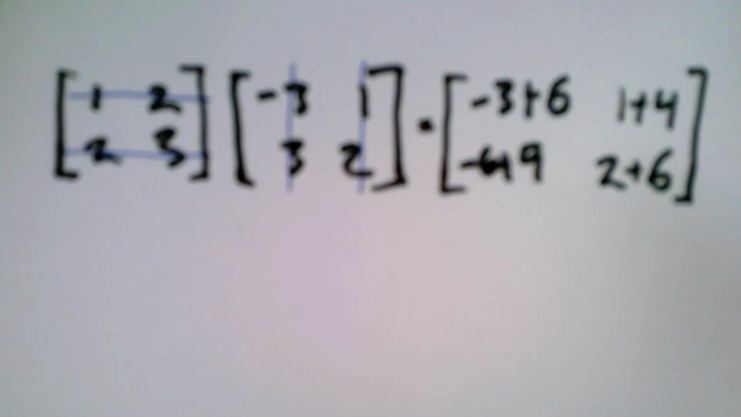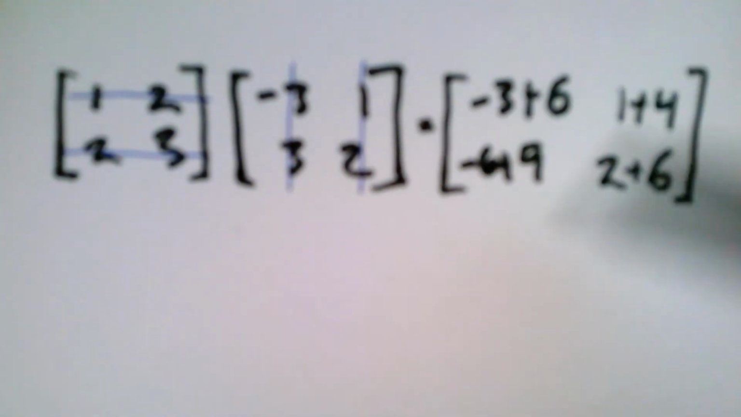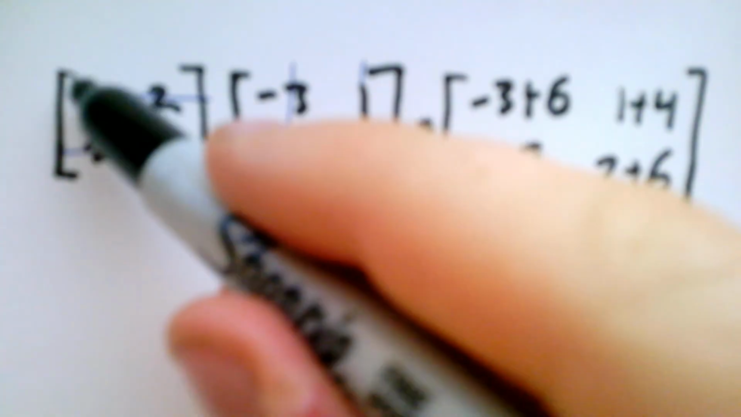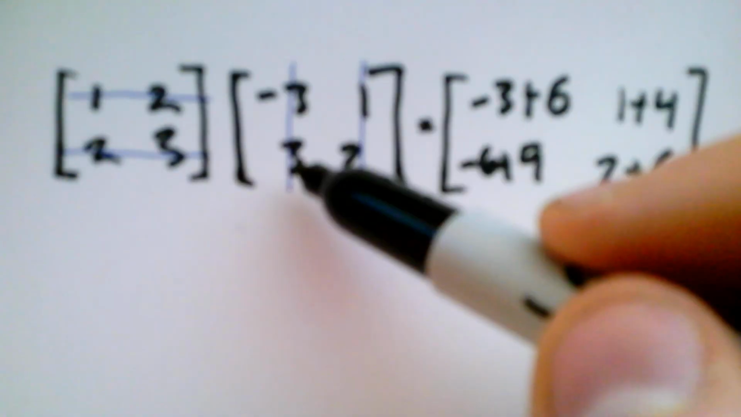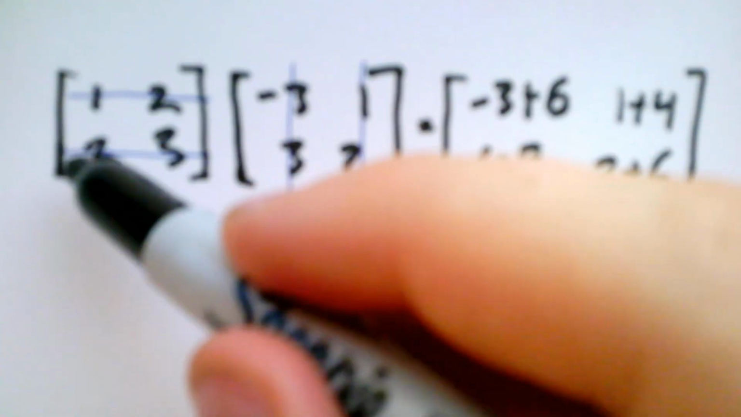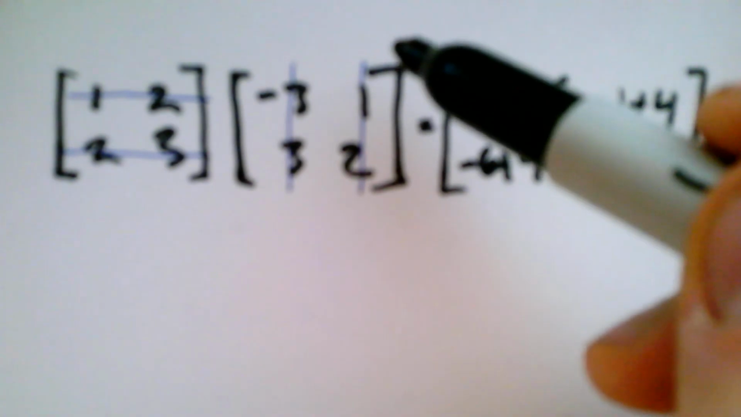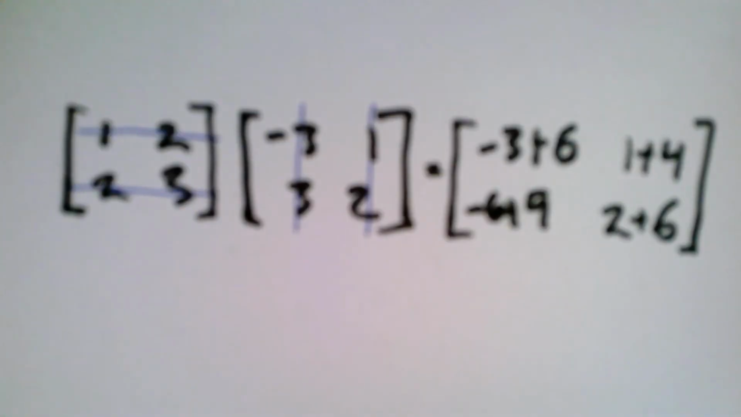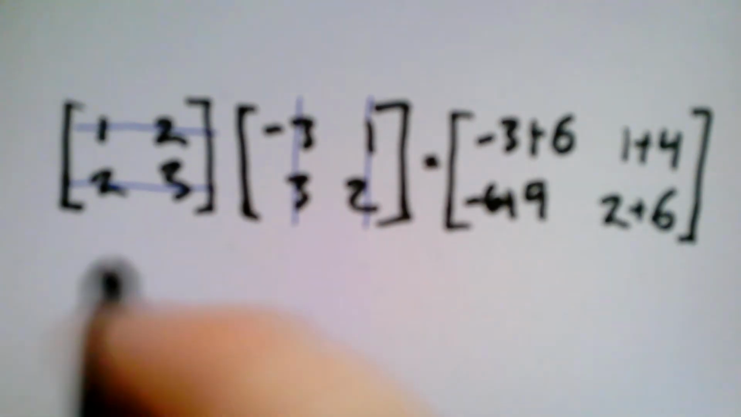We let the row of the first matrix determine which row we're putting the answer in, and the column of the second matrix determine the column that we're putting it in. So, for example, the -3, 6 is in the 1, 1 position because it came from the first row and the first column, whereas the 2, 6 is in the 2, 2 position because it came from the second row and the second column, and so on. Okay, so with this, we now simplify.